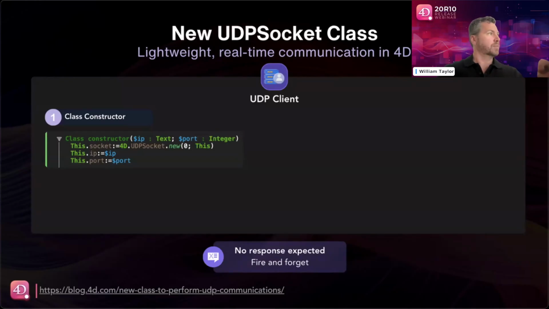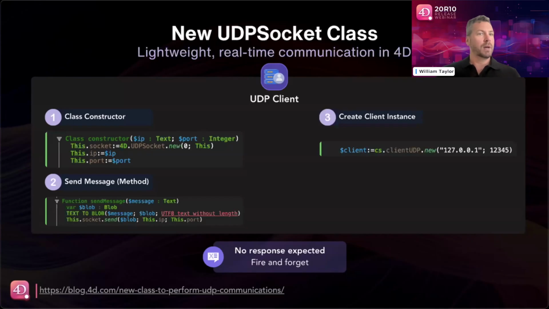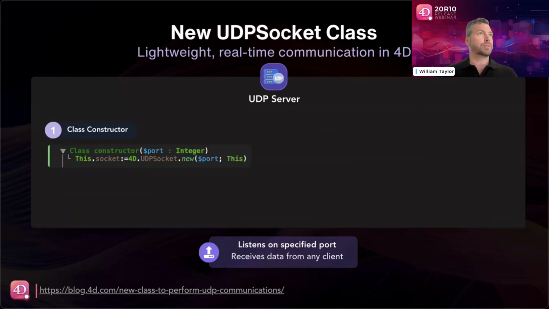So here's a UDP client. There's your constructor. That's all you need to build your UDP client. You create a UDP socket, you set the IP and the port. Boom. To send a message, you just call the send function of the UDP class. So send message just sends it to that port and that IP that's been defined in your default constructor. And that's it. Your UDP class is ready to use. And then you can send a message to a UDP server, no response expected, no connection needed. A true fire and forget approach.